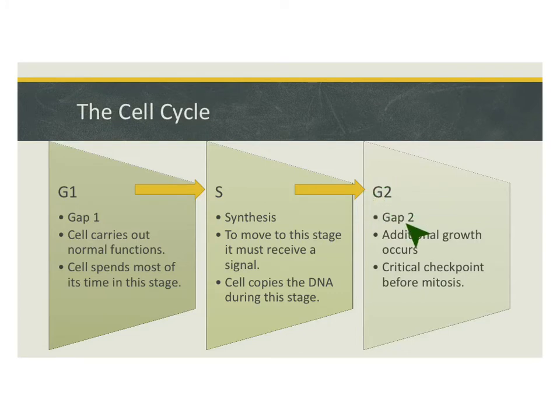Then the cell will enter G2 once it's done copying the DNA. G2 is called gap 2. That's what it stands for. During this time, there's additional growth of the cell. And again, there's another critical checkpoint before the cell will enter mitosis. So at the end of gap 1, there's a signal that says, okay, make the copy of the DNA. And at the end of G2, there's a signal that says, time to begin mitosis.